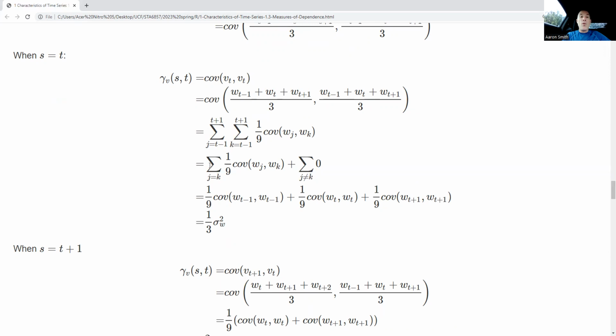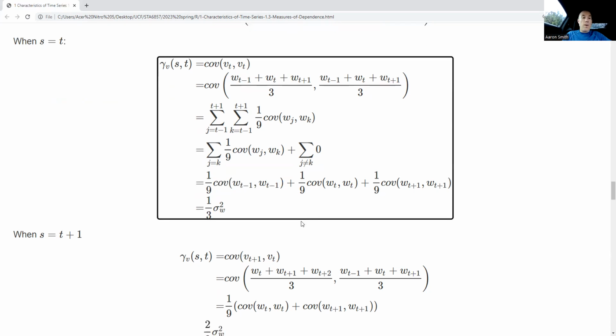And then I have all the other cases where the subscripts are equal to each other. When they're equal, I drop the zero terms, and I've got these 3 cases. Now, this 1/9 comes from multiplying by the coefficient here and the coefficient here. And now I know that I have constant variance, so I replace each of these covariances with the variance of the time series, and boom, I get it.